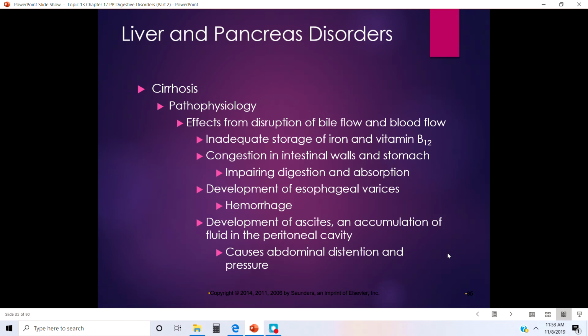This is going to cause the individual with cirrhosis to look like they have a big beer belly, except that beer belly is not caused by fat, really. It's more caused by fluid in the abdominal cavity, and that's known as ascites. Give that word a highlight. That's really an important word, ascites.